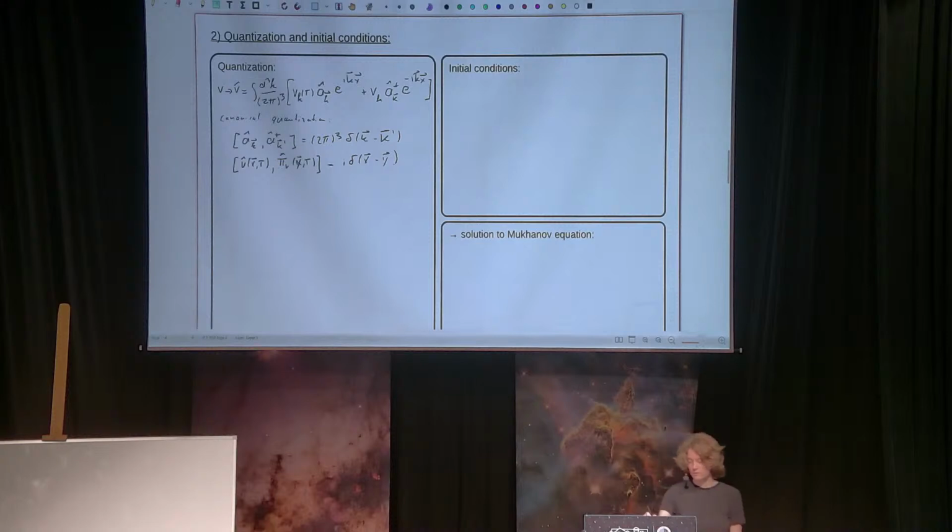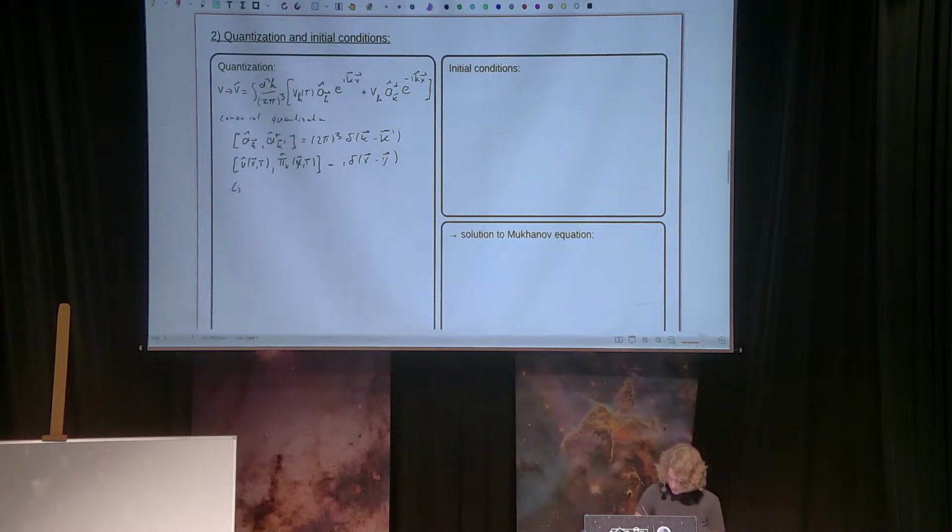Now, v we've given there. Pi is just the conjugate momentum, so you can get it by taking the derivative of v. You plug that inside this commutator, you use this relation here for the a and the a dagger, and from that you get a relation between the Fourier coefficients.